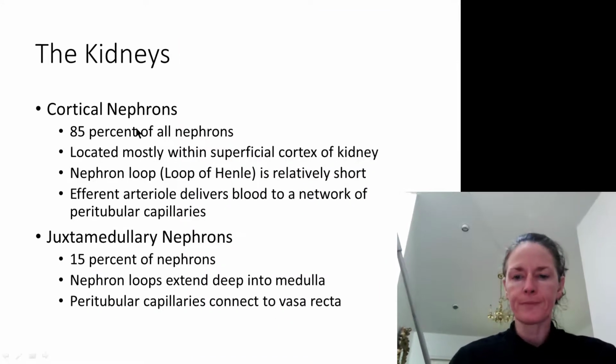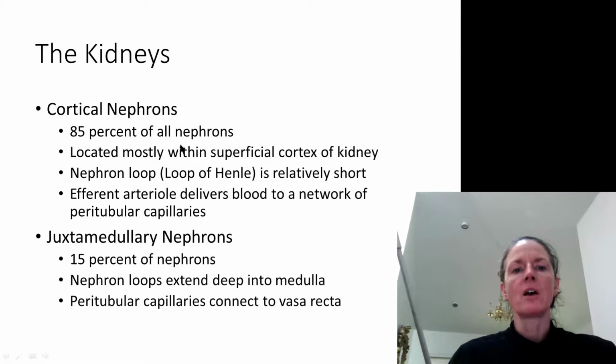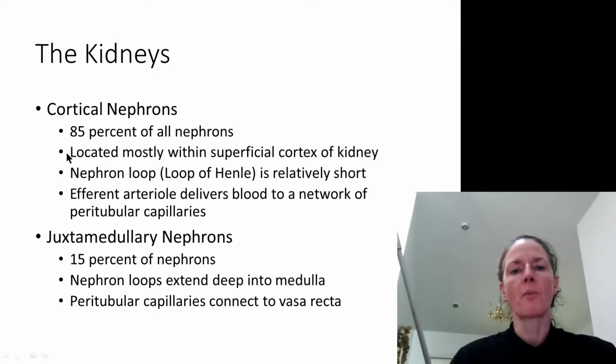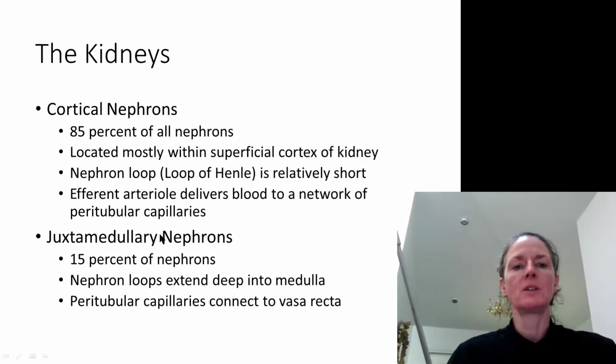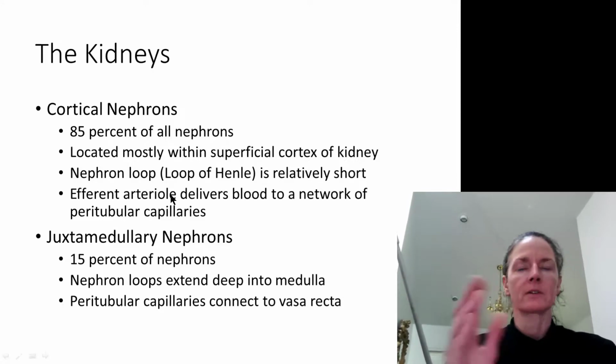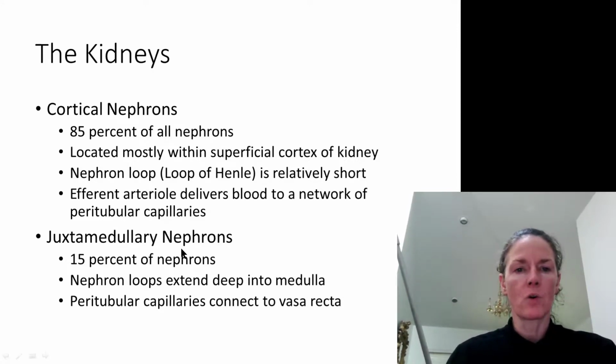All right, so we have cortical nephrons, which are 85% of the nephrons, and most of them remain within the cortex, and only a very small portion of the loop of Henle is going to dip into the medulla. The juxtamedullary nephrons are about 15% of our nephrons, and their nephron loops are going to go way down deep into the medulla. And they're not just going to have peritubular capillaries that surround the renal tubules like we have in the cortical nephrons. They will have peritubular capillaries that will then give rise to these things called the vasa recta.